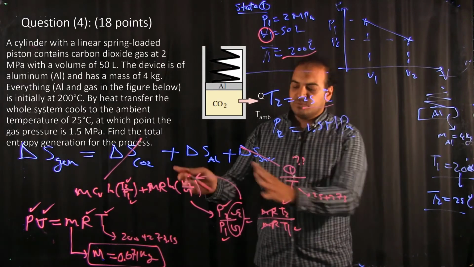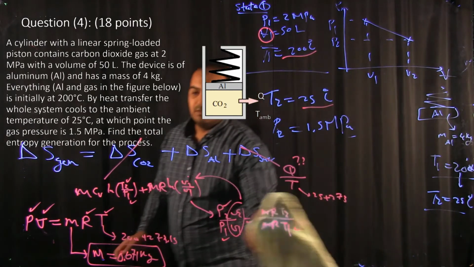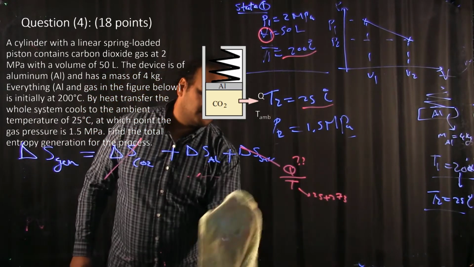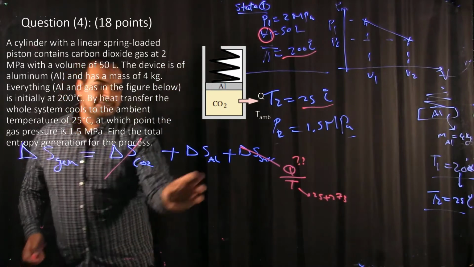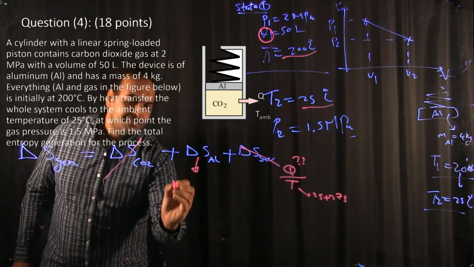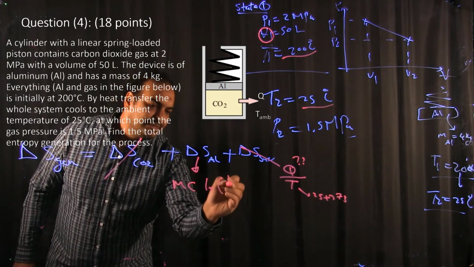Okay, guys, so the first one is done. This is delta S for carbon dioxide. Delta S for aluminium is so simple. This is incompressible or solid. Just M, C, ln T2 over T1.